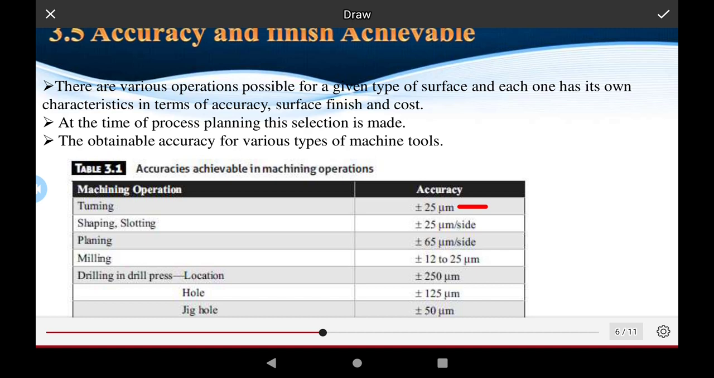Drilling machines are also used in manufacturing operations, achieving a smooth surface of 250 microns. Holes with a smooth radius and surface are achieved for the internal surface at 125 microns. Okay. And for jig holes, very thin tools are used in this operation, and a surface of 50 microns, a smooth surface, is produced.